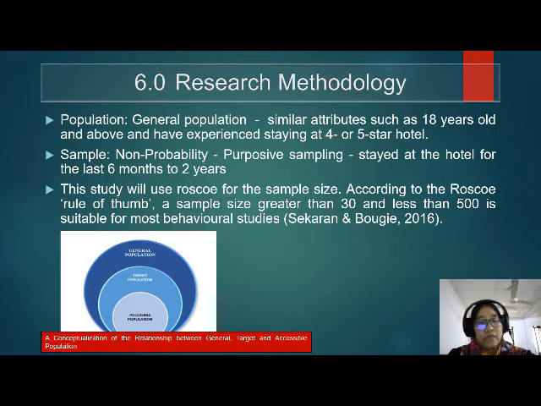This study will also use a rule of thumb for the sample size, that is greater than 30 and less than 500. It is mentioned by Sekaran and Bougie, 2016, that this is suitable for most behavioral studies. We also have a diagram explaining the general population, the target population, and the accessible population. This study will use the general population because we don't have the sampling frame for the population.